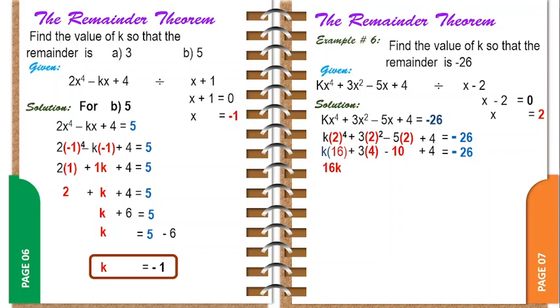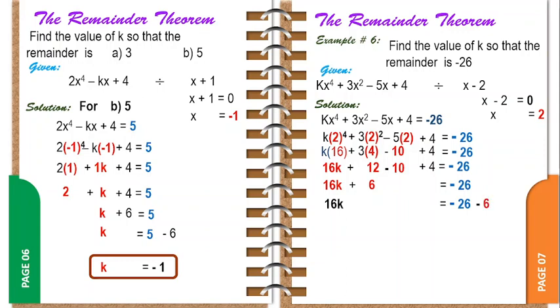K times 16 is 16k. 3 times 4 is 12. Bring down negative 10, positive 4, and negative 26. 16k is equal to positive 6. Why positive 6? 12 plus 4 is 16. Minus 10 is positive 6. Bring down negative 26. Bring down 16k and negative 26.